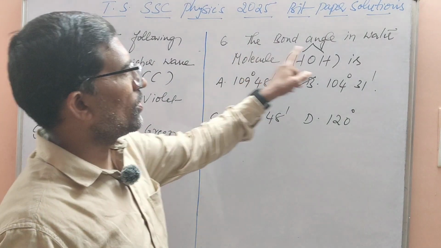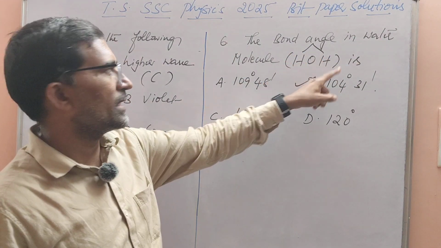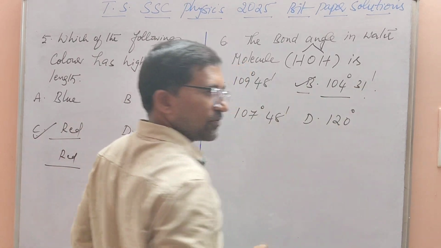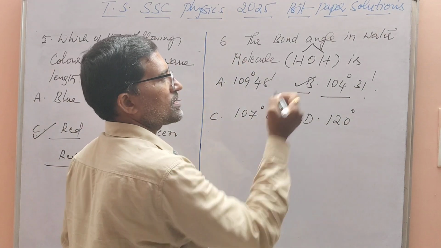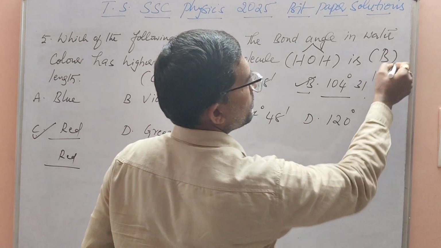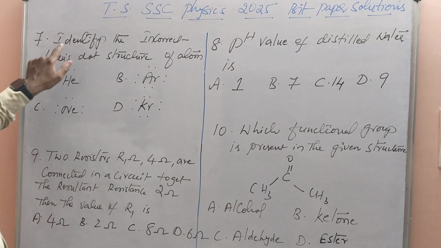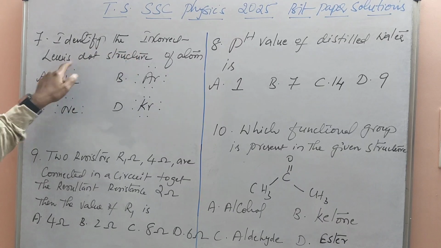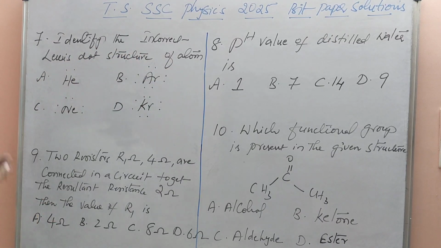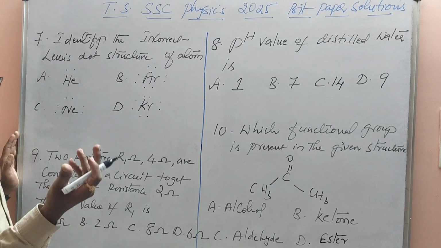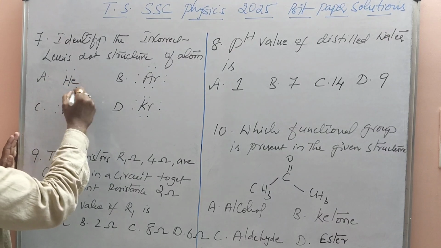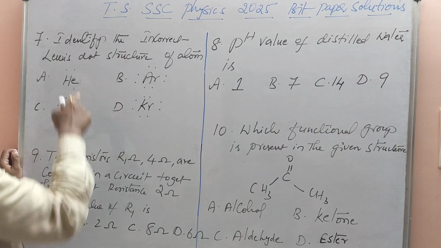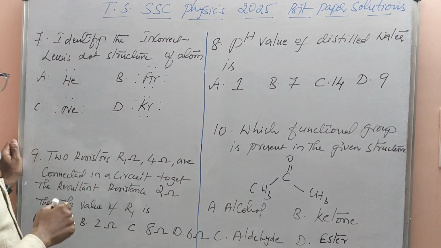And the next question is: the bond angle in a water molecule, the HOH bond angle, is... the right answer is B, 104 degrees 31 minutes. So B is the right answer for this one. Now the seventh question, seventh bit. Identify the incorrect Lewis dot structure of an atom. Helium, atomic number is 2, 2 electrons, correct, this is correct. He asked for the incorrect one, so this option is not the right one.